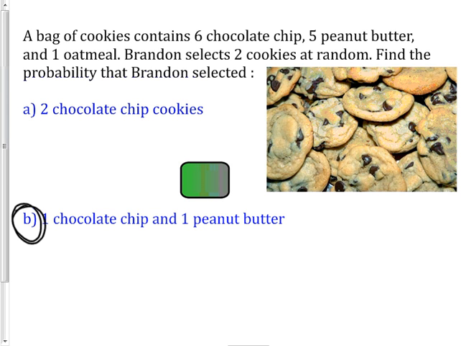A bag of cookies contains 6 chocolate chip, 5 peanut butter, and 1 oatmeal. To the untrained eye, that may look like a complicated number, but it's actually just 12. There's 12 cookies, and you get 2 of them. So what are you going to do? Come on, let's see. 12C2. That's all there is to it. Or is there more to it?